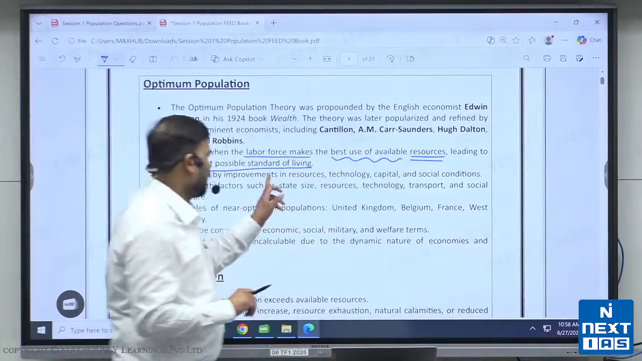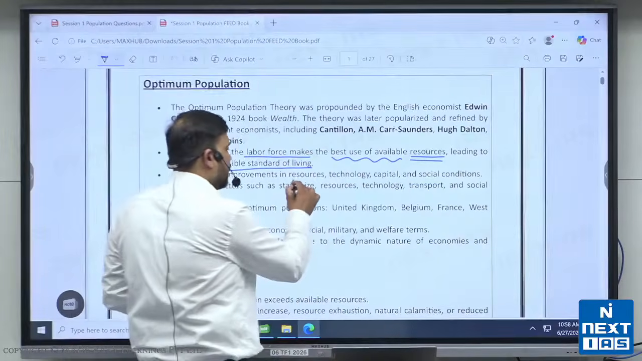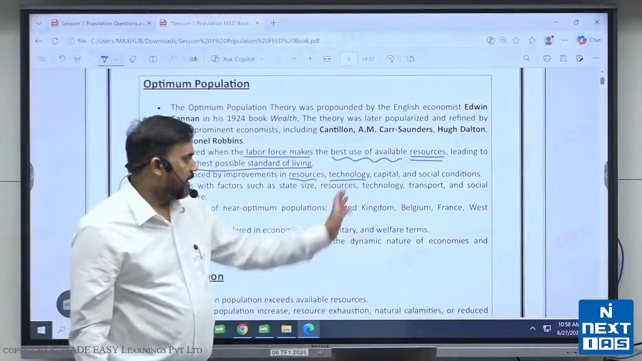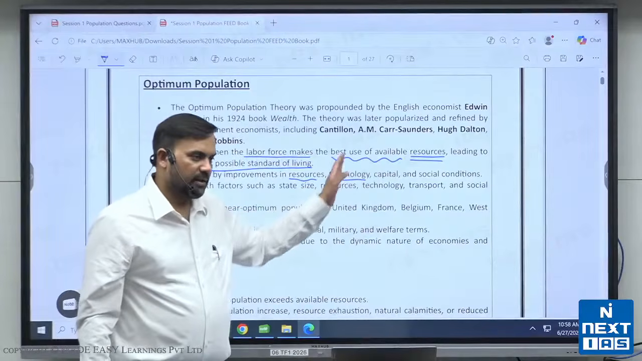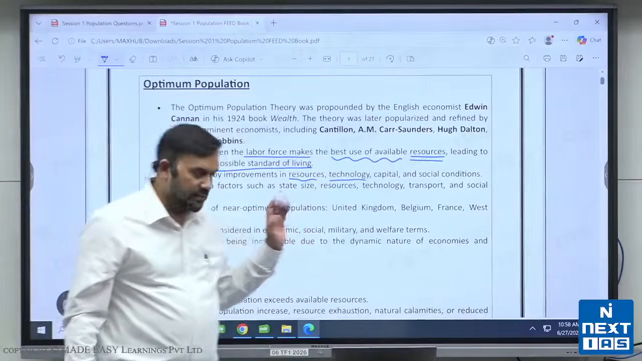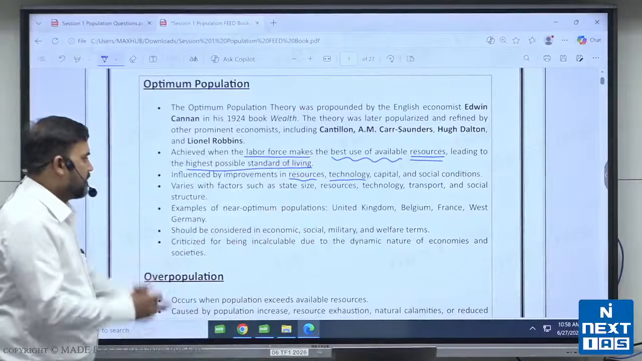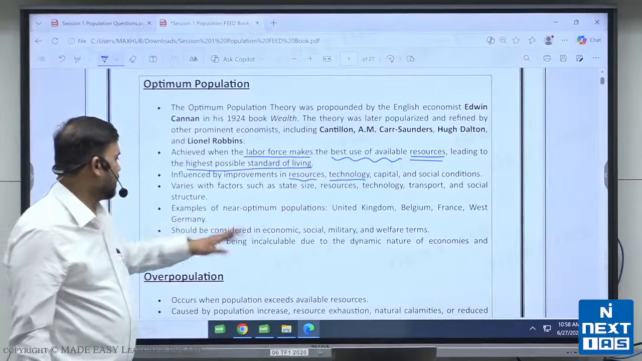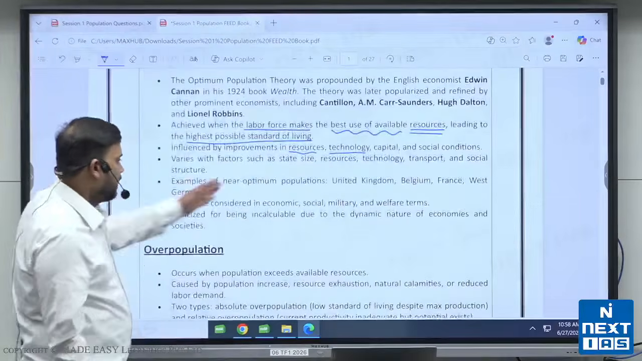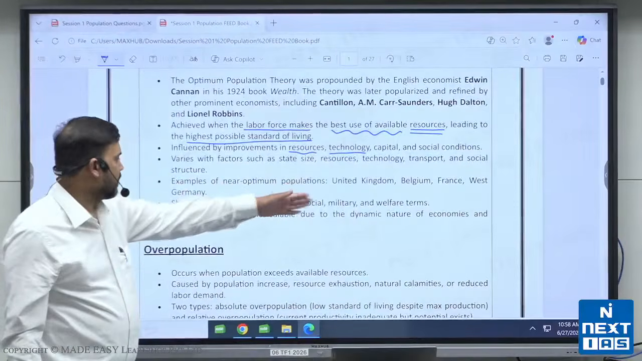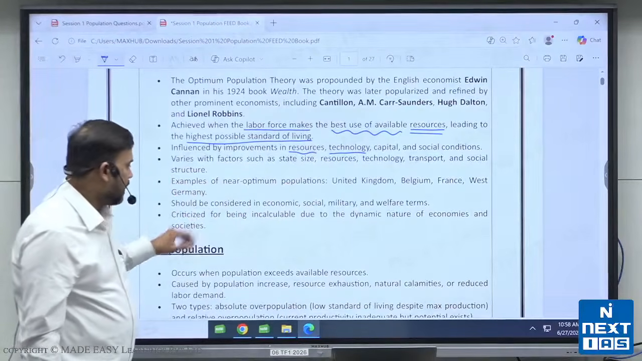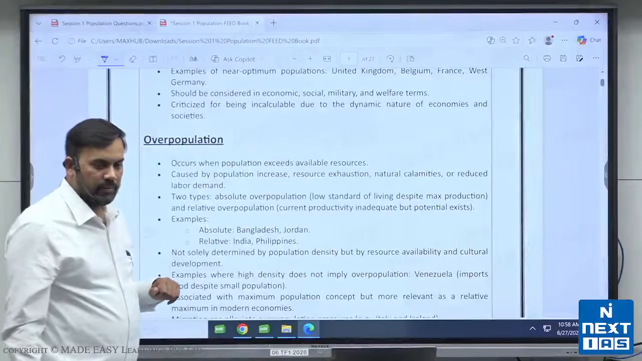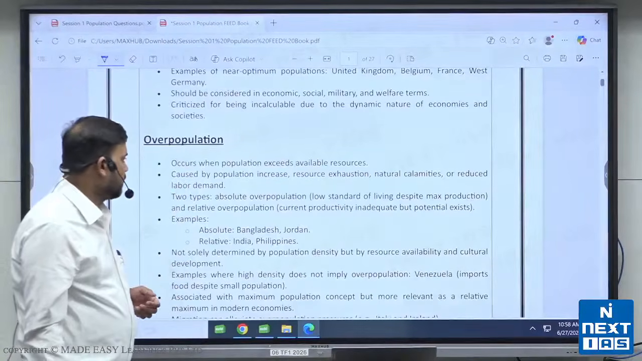So again, resource is a function of what? Technology. Other factors like capital and social conditions are all related factors to that. So it varies with factors such as state size, resource, technology, transport and social structure. And near optimum population, UK, Belgium, France, West Germany, so many are there. This is what we mean by optimum population.